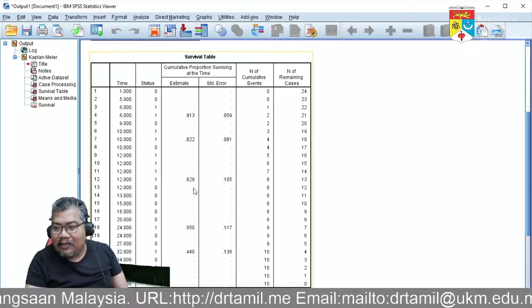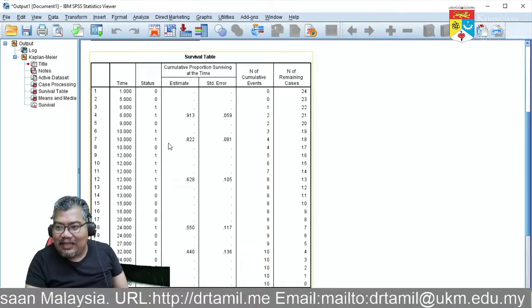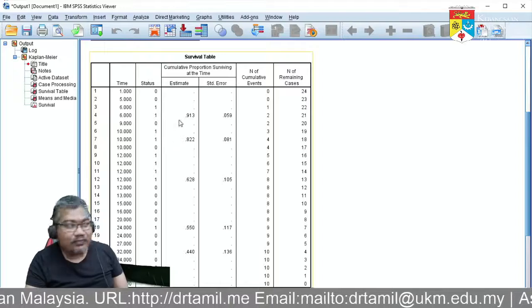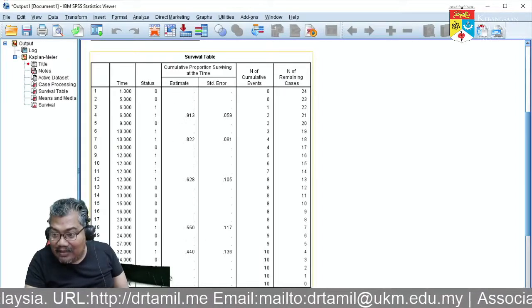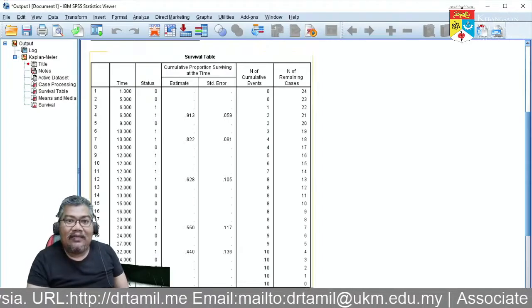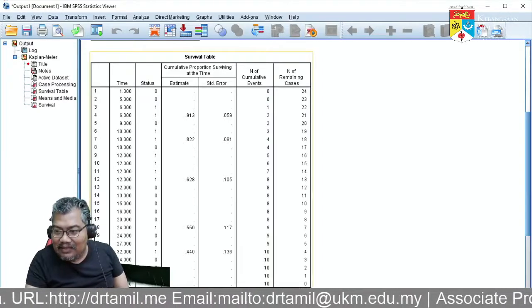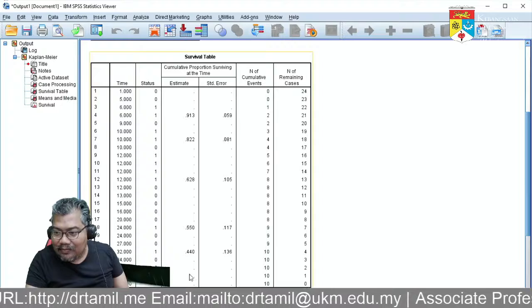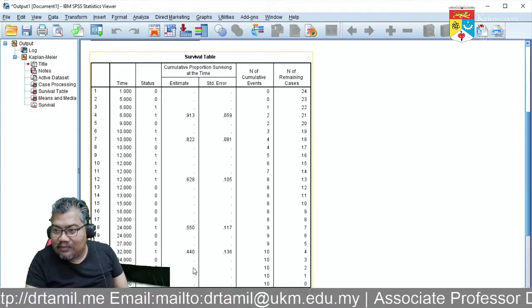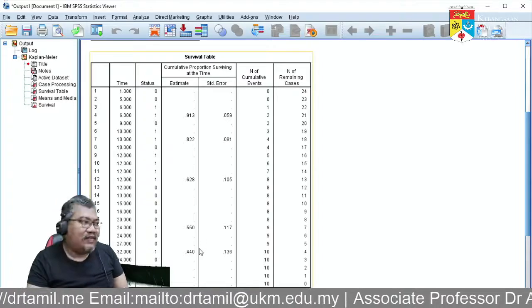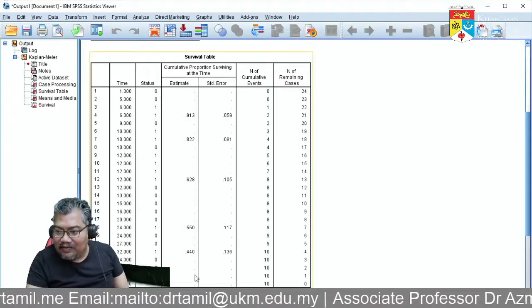You can calculate if there is death. If there is no death, the probability of survival cannot be calculated. So you can see here, at 44 months, the patient did not die, so there is no probability of survival. So here is the survival function. The probability of survival is here.